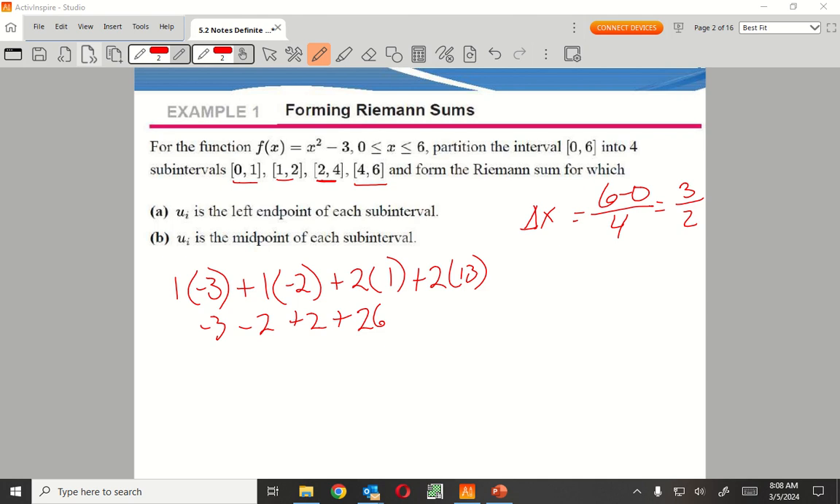Add them all up, and I should get... So these two will cancel each other out, right? And then I have my negative 3 and my positive 26, which should be 23. There you go.